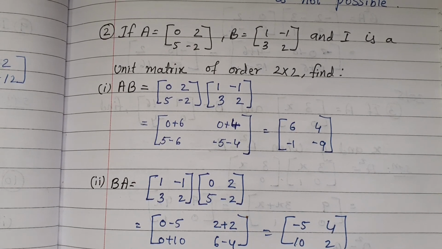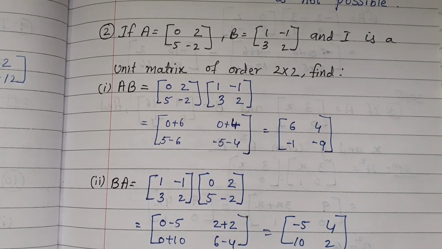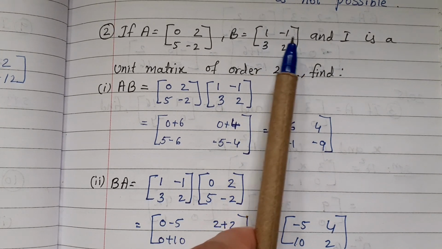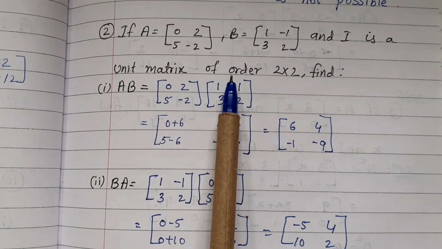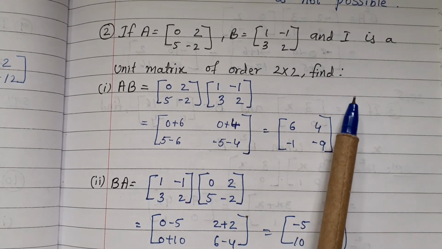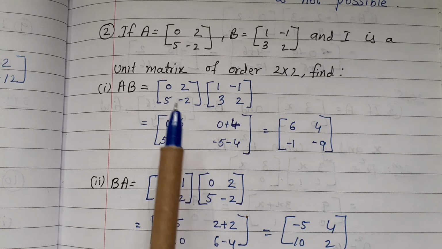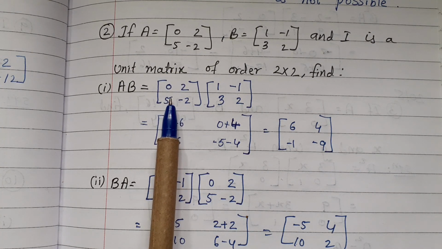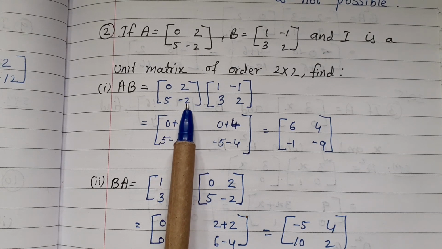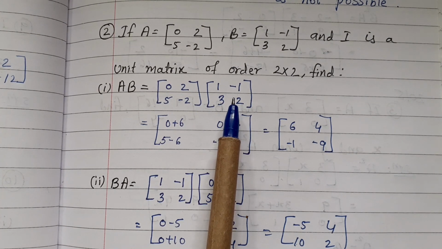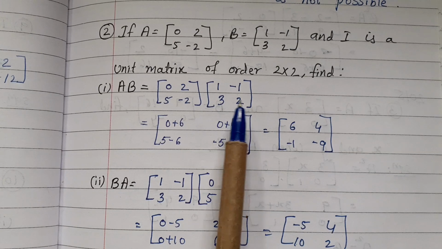Second sum, if A is equal to [0 2; 5 -2] and B is equal to [1 -1; 3 2], and I is the unit matrix of order 2 into 2, find AB. So substitute the value of A and B. Number of columns equal to number of rows, hence it can be multiplied.